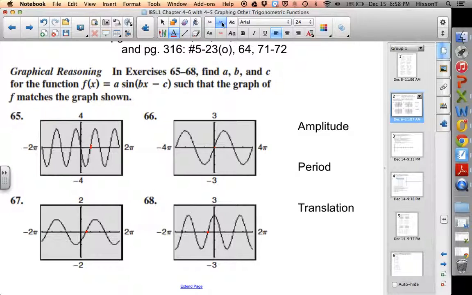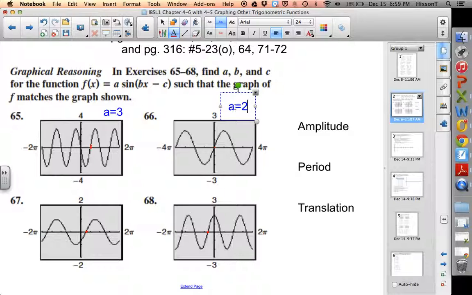Next, let's identify the amplitude, and we'll do that for each of these. The amplitude, remember, is how far up or down our function goes from this midline. You'll notice there's 1, 2, 3 marks up and 1, 2, 3 marks down. So our amplitude equals 3. On number 66, it goes up 2 and down 2. So our amplitude equals 2.